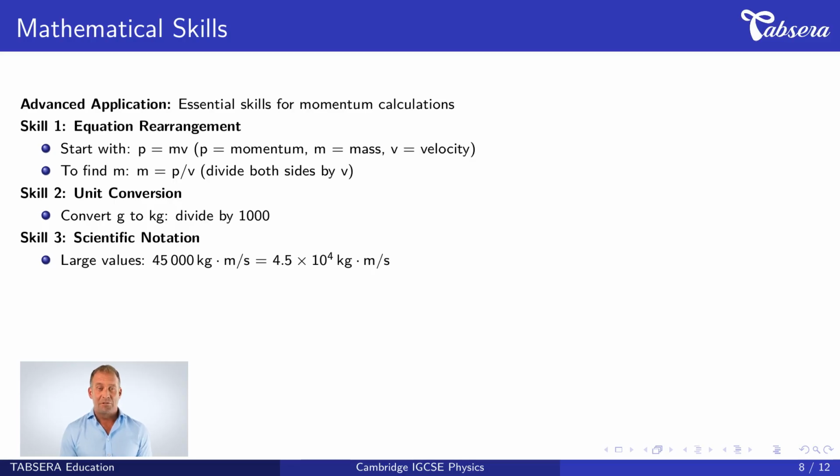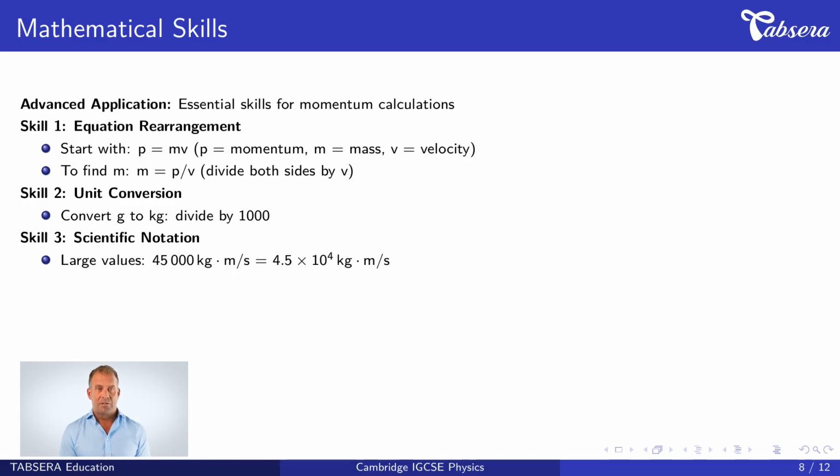Mathematical skills are crucial in physics. Let's examine 3 key skills. First, equation rearrangement. When we need to find a different variable, we rearrange algebraically, starting with p equals mv, where p is momentum, m is mass, and v is velocity. To find mass, we divide both sides by velocity. The result is m equals p divided by v.